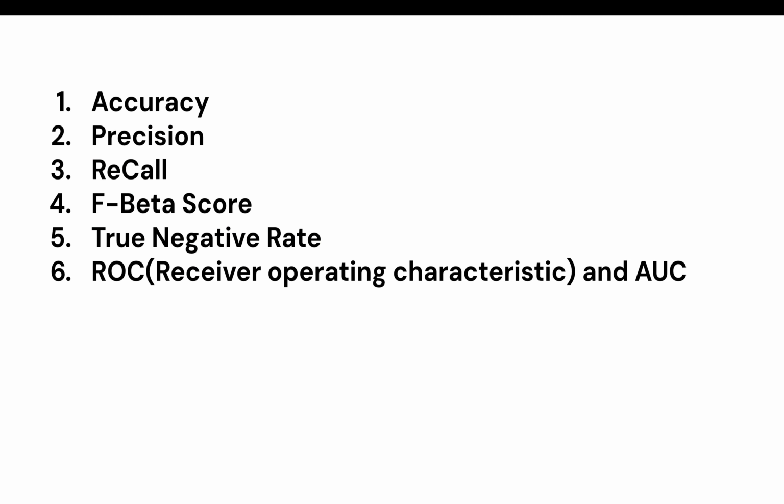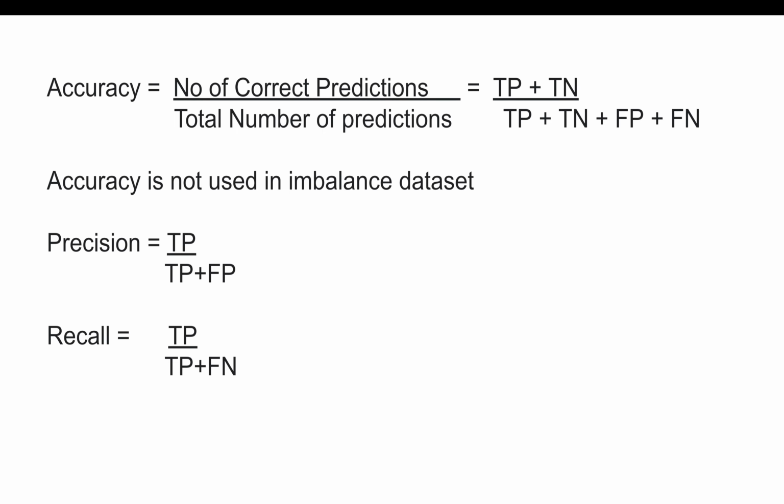So when we talk about performance, whenever we have to evaluate the performance of our model, we can use accuracy, precision, recall, F beta score, true negative rate, ROC and AUC. So these are the different ways in which you can evaluate the performance of your model. Related to this, I've already explained the confusion matrix, which is very important to understand in order to understand all six of these.